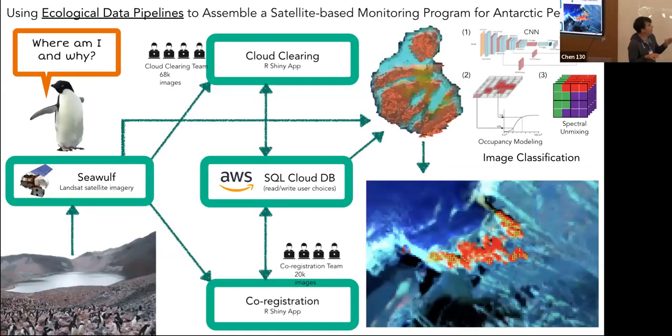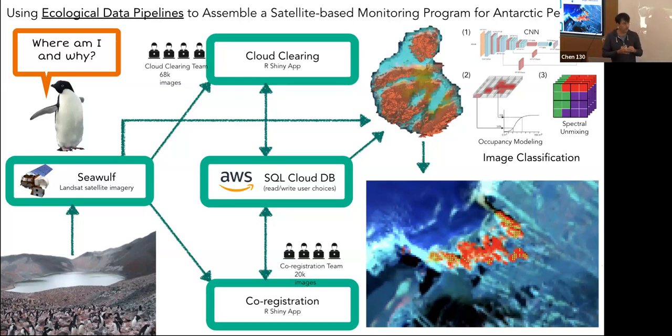I spent a lot of time building this pipeline in R, where we have teams of individuals that cloud clear images and co-register the images. In the end, what we wind up with is a data set, here, where you can see a Landsat image underneath. We've paired that with WorldView imagery, which is a much higher resolution. A typical Landsat pixel is about 30 meters by 30 meters. WorldView is about a meter and a half by a meter and a half. And in WorldView, you can actually see the penguin guano directly.